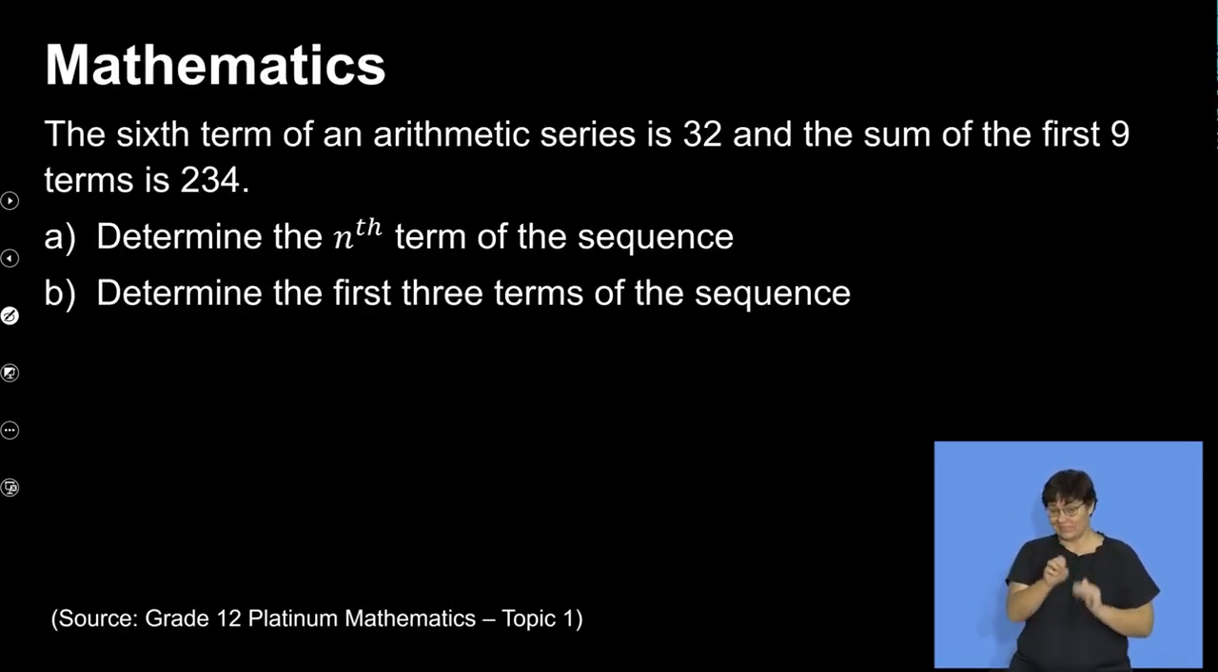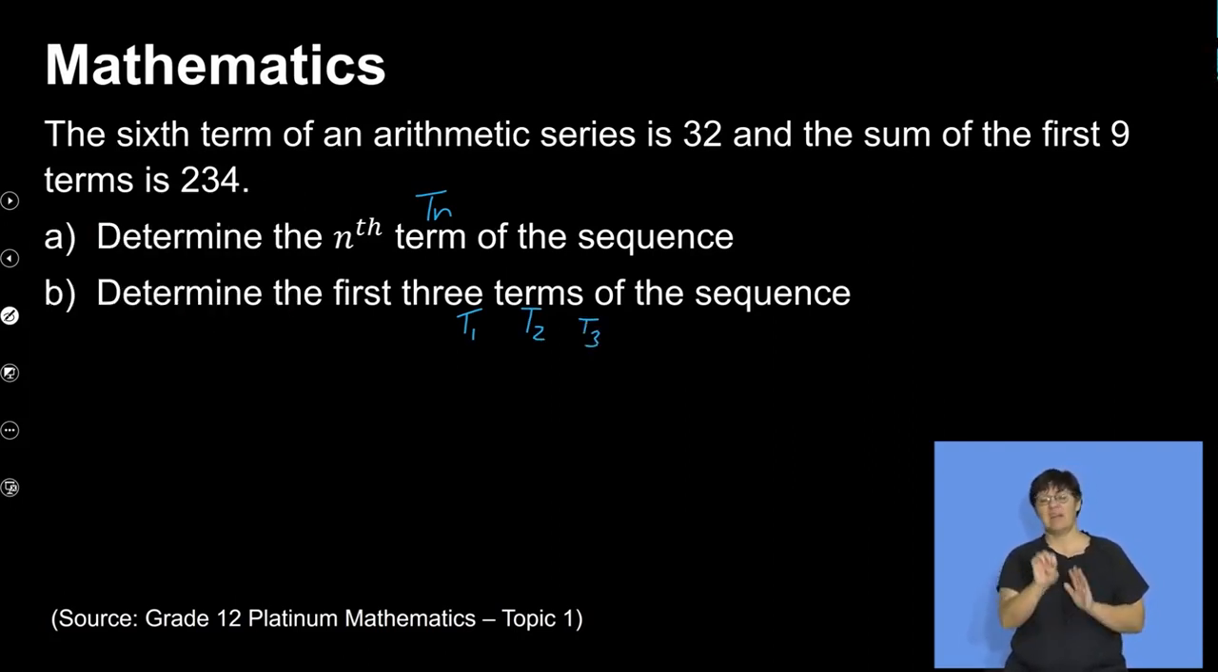So for this example, I've been told that the sixth term of an arithmetic series is 32, and the sum of the first 9 terms in the sequence is 234. A is asking me to determine the nth term of the sequence. Remember that the nth term is going to be asking me for the Tn. Then we are going to determine the first 3 terms of this sequence. So I need T1, T2, and T3.